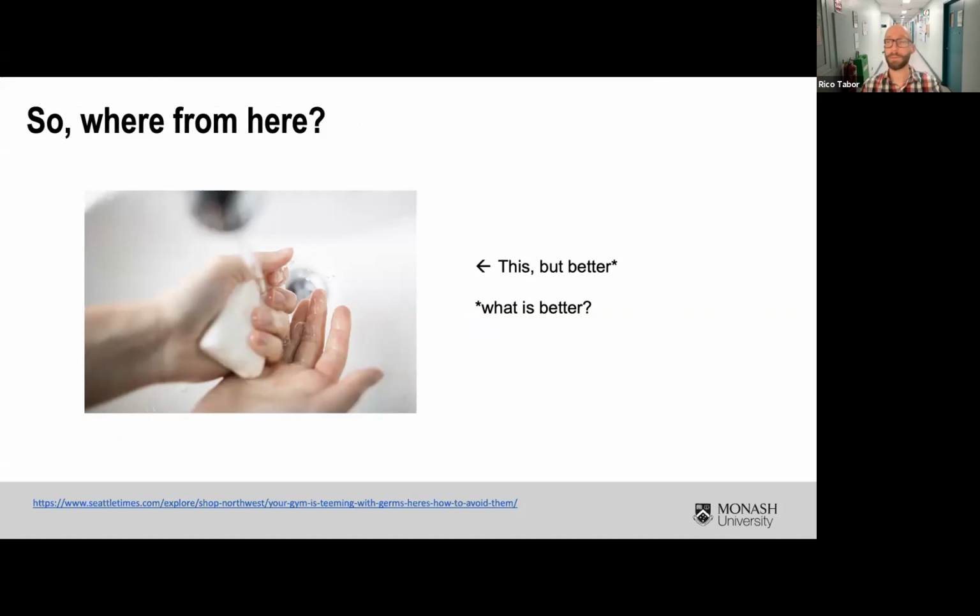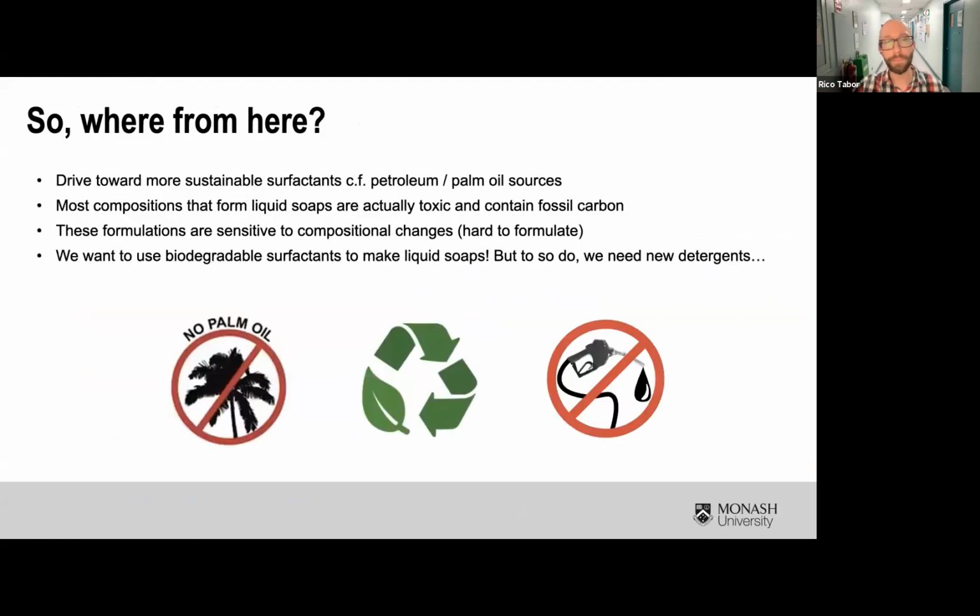What is better? Well, firstly, people want liquid soaps, but they've got to be viscous because you can't have something that's like water. It doesn't stay in your hand when you're trying to use it. You know, you can't wash yourself with something that just drips between your fingers. So it's got to be somewhere between a solid and a liquid.